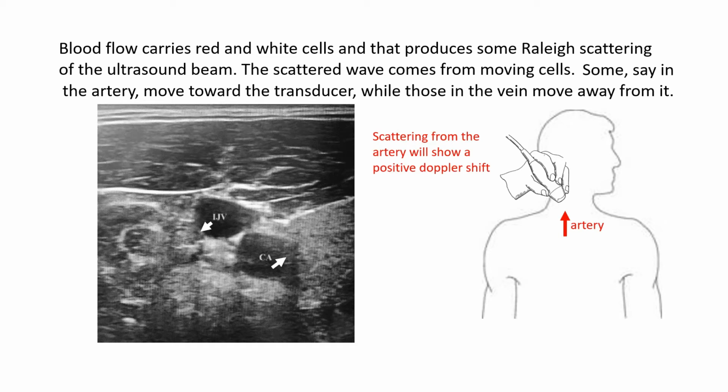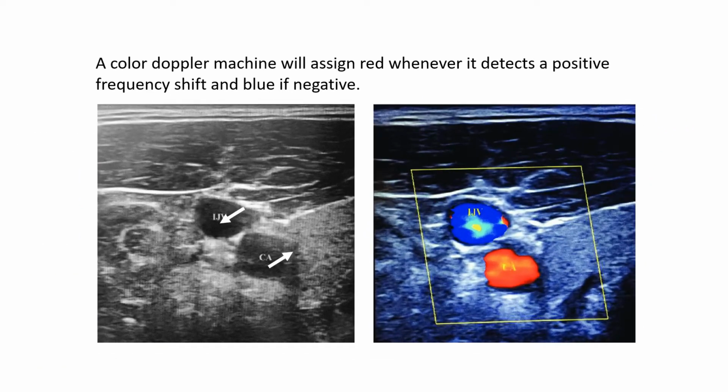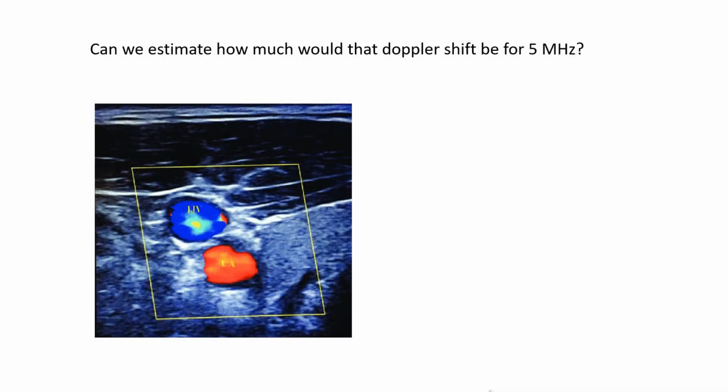Scattering from the artery will show a positive Doppler shift. Scattering from the vein will show a negative Doppler shift. A color Doppler machine will assign red whenever it detects a positive frequency shift, and blue if negative. Can we estimate how much that Doppler shift would be for 5 MHz?